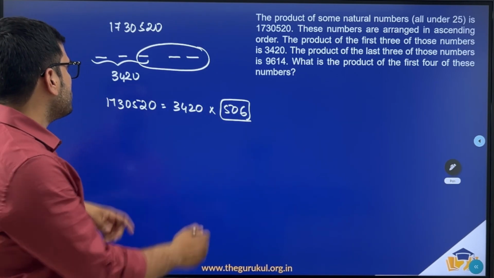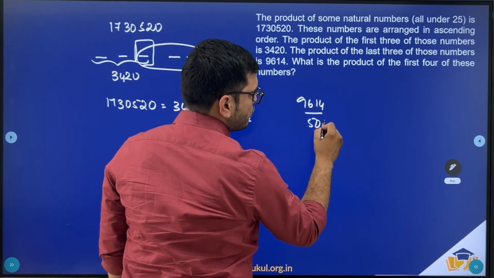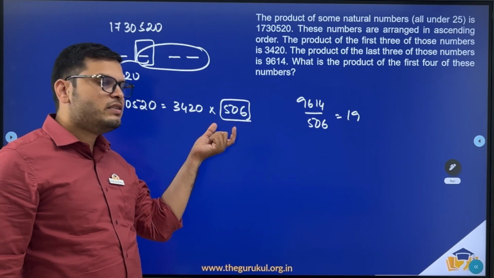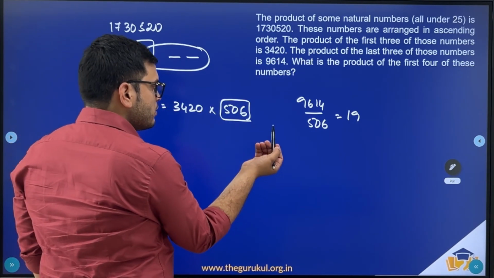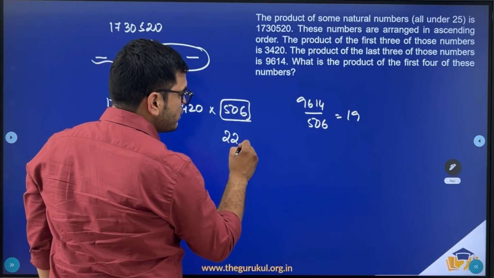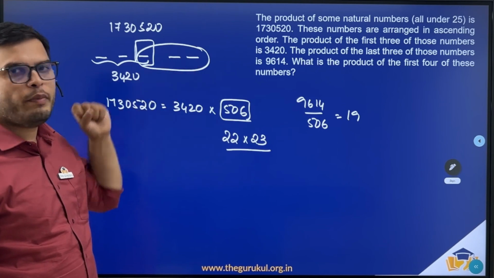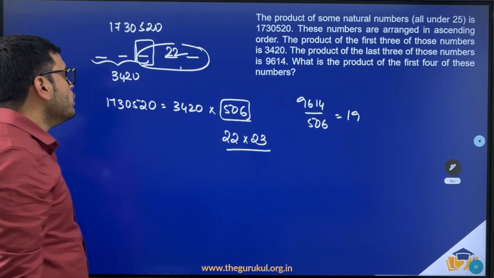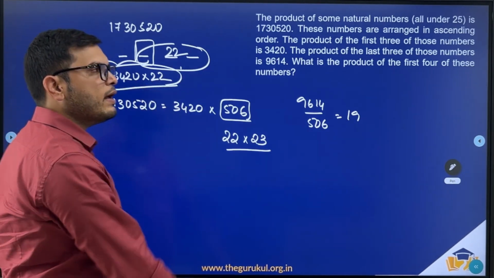Now if this is 506, what is this number? 9614 by 506, which is 19. This is not required, right? Now our job is to write 506 as a product of 2 numbers such that they're both under 25. Now how can I write 506 as product of 2 numbers such that they are under 25? Both the numbers should be under 25. So that is 22 into 23, right? So we have 19, this should be 22, this should be 23, right? Now what was asked? Find the product of the first 4 of these numbers. Now this is 22. So we know the fourth number 22. So 3420 into 22 should be the answer for this question.